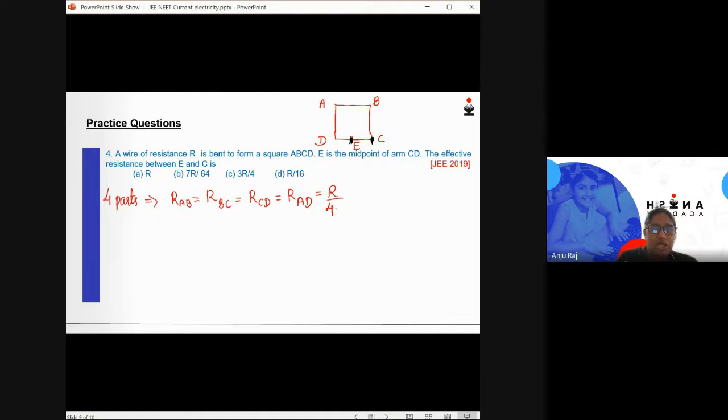Now what is happening? You are dividing RCD or RDC, this side, again into 2 parts. So RDC is divided into 2 parts. What is the RDC resistance from the first line? You can see it is R by 4. So R by 4 is divided again into 2 parts, that is R by 8. These 2 parts, RDE and REC, will have this resistance.